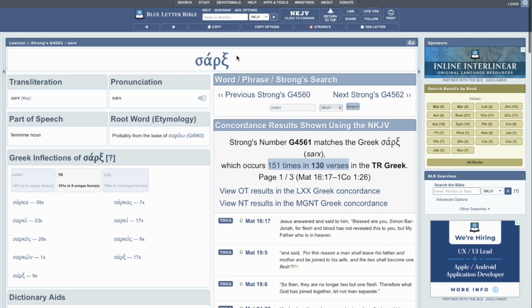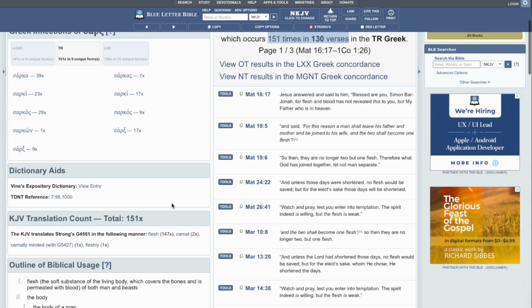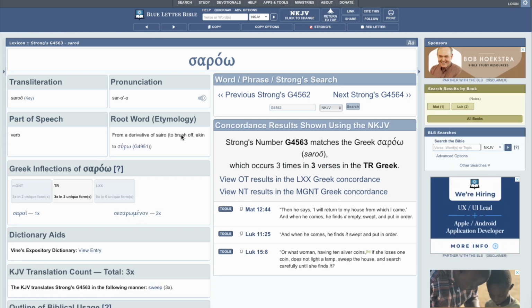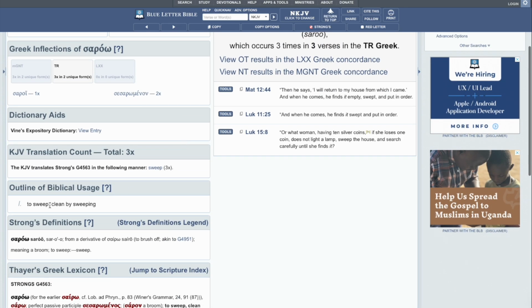Notice that every time you get to a word, there may or may not be a root word etymology of that word. So here, this word sarx, the Greek word sarx, which is translated mostly as flesh, has a root word. And you see how it says probably from the base. They're telling you that this is similar to a word and they think it's probably from this word. So we click on that and it will give you another shade of that word. Now this says to sweep, clean by sweeping. And that is translated sweep 3 times.